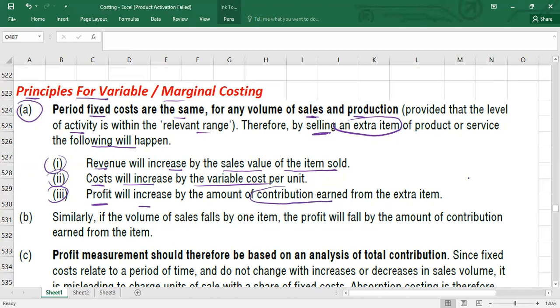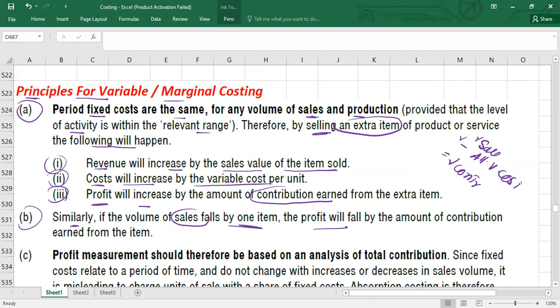And I told you how you get contribution: sale less all variable cost. So if you subtract, you will get contribution. When you sell one extra unit, your sale will increase, your variable cost will also increase with that unit, and your contribution will increase. Similarly, if the volume of sale falls by 1 unit, the profit will fall, because your sale will fall and your variable cost will also fall.